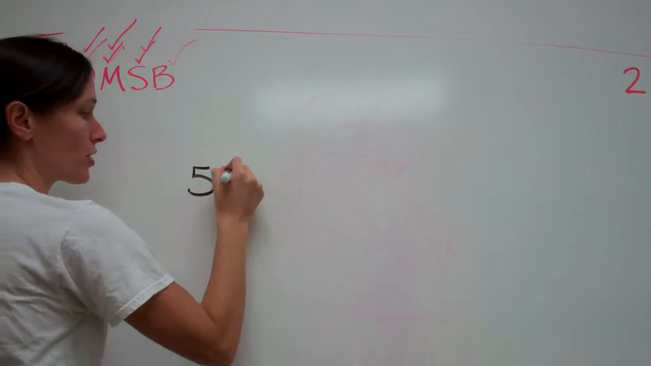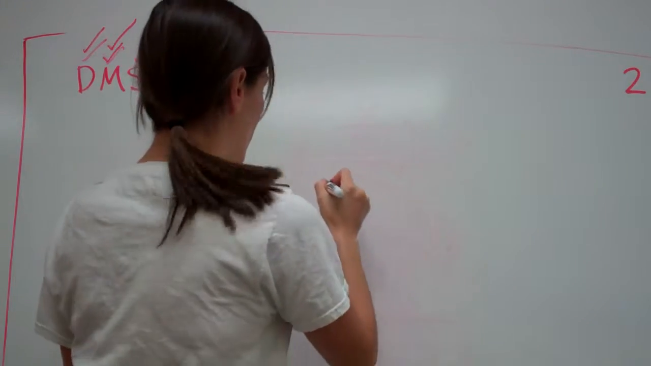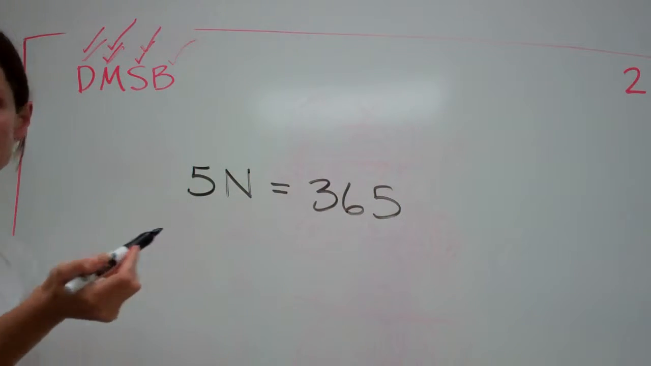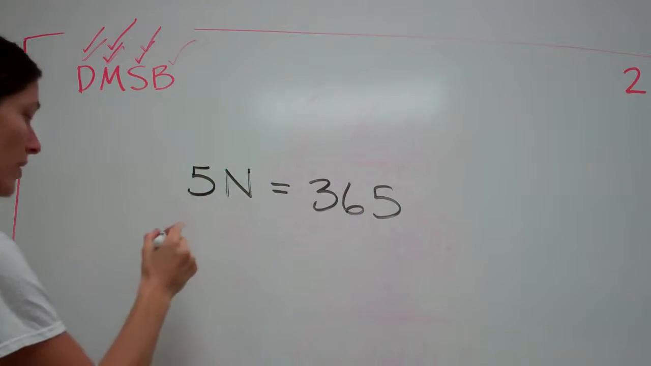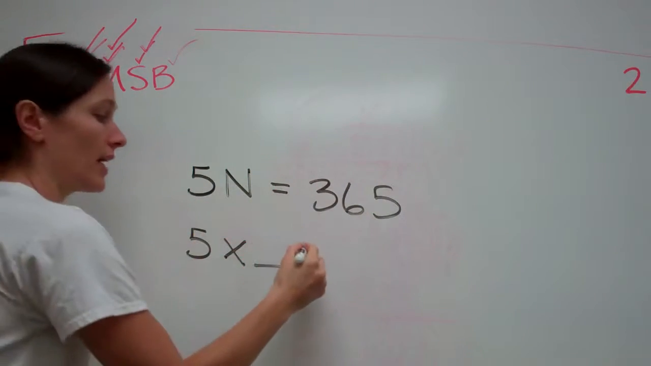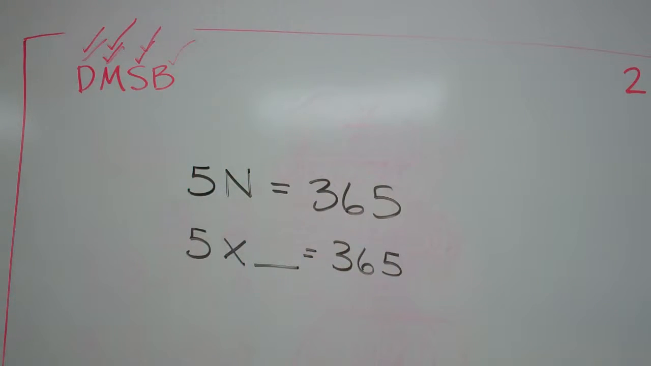Who remembers what a letter and a number next to each other means? Oh, 5 times something. Okay. So this is saying, I would rewrite it. It kind of helps me to see it better. So I would say 5 times what is what that says, right? Equals 365. How would I do this? How many times does 5 go into 365?